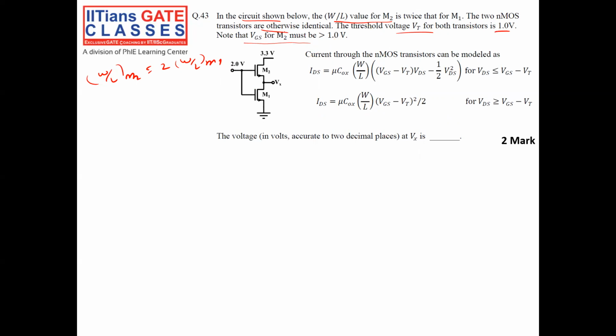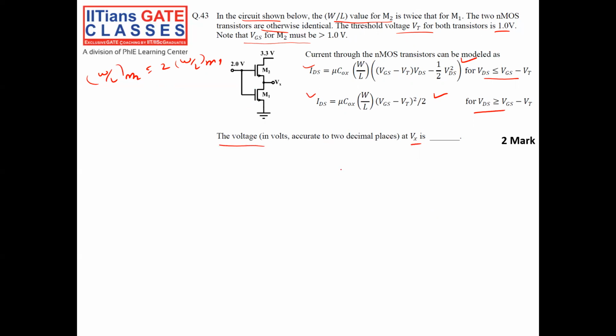So what is given, right? First condition is the W by L of M2 is twice that of M1, and the VT of the transistors is 1 volt. Both have 1 volt, and it gives the condition that my VGS of M2 should be greater than or equal to 1 volt. Okay, and the current in an NMOS transistor can be modeled as ID equal to this one and this one, right? If VDS is less than VGS minus VT, that means the transistor is in the linear region, and this is the current. When my transistor is in the saturation region, this is the current. This we already know, right? So with this condition, I have to calculate the voltage at X.